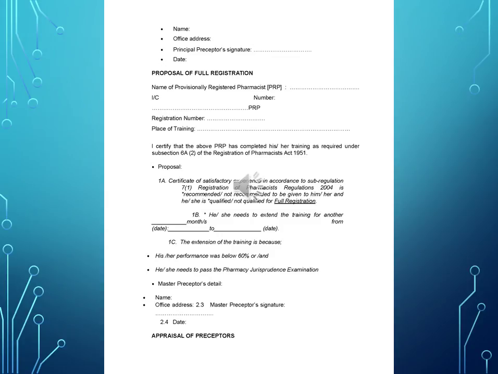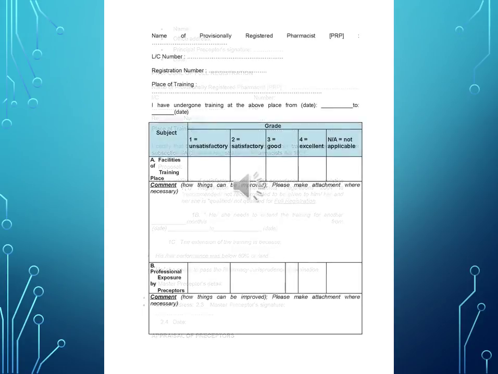1C. The extension of the training is because his/her performance was below 60% and he/she needs to pass the pharmacy jurisprudence examination. Master preceptor's details: name, office address, master preceptor's signature, date.